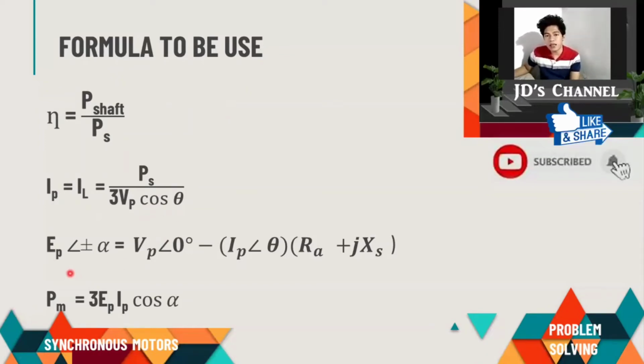And then for the back EMF per phase, we know this formula. And also this formula for the mechanical power developed, that is 3 times the back EMF per phase, times the phase current, and then the power factor, the cosine of alpha. Take note, our system is a 0.8 power factor leading.